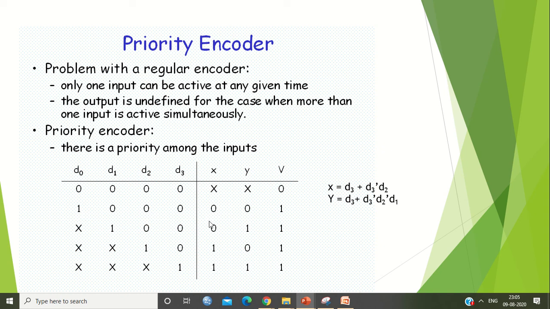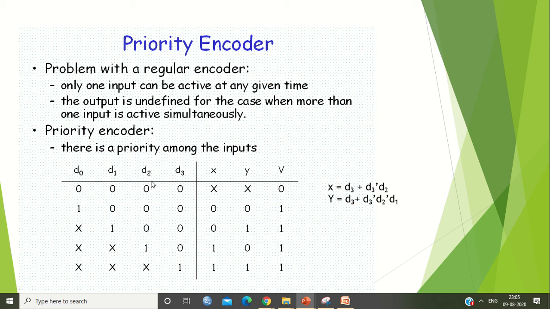Then the output is equal to 0 0, and it is valid, so V is 1. And when D1 is set with a priority, D1 has a high priority compared to D0. Whatever the value of D0, it can be 1 or 0, but D1 is 1. Now the XY value should be 0 1, and this is valid, so V is 1.